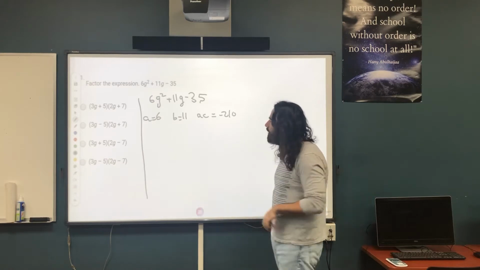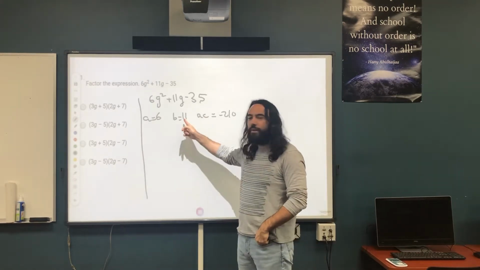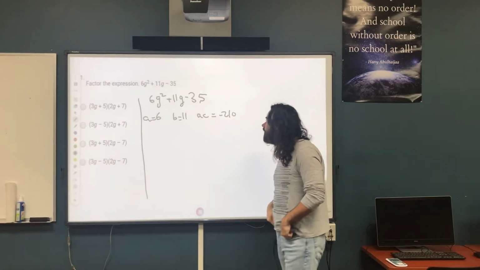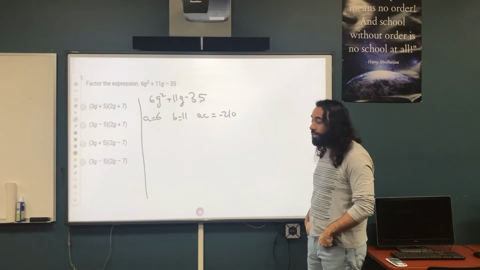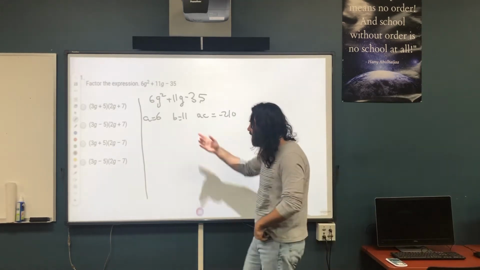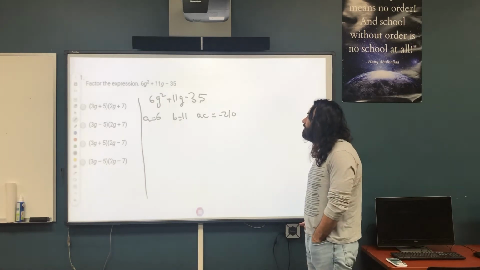Now you ask yourself the magical question. You need two numbers. If you add them, you get 11, but if you multiply them, you get negative 210. Again, if you add the two numbers, you get 11, but if you multiply them, you get negative 210. What are these two numbers?